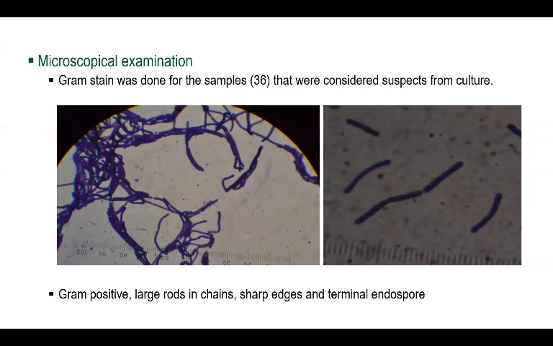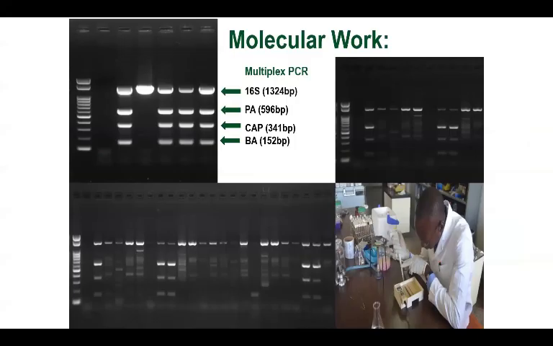Microscopic examination from all the areas. We looked at the gram-positive large rods in chains, with sharp edges, and those with endospores, especially when we were looking at the McFadyean stain. We also did molecular work.